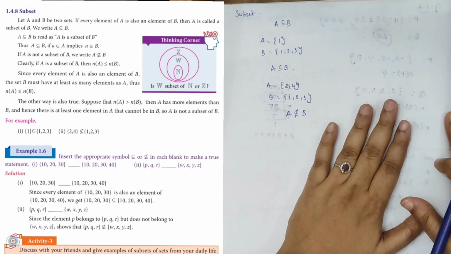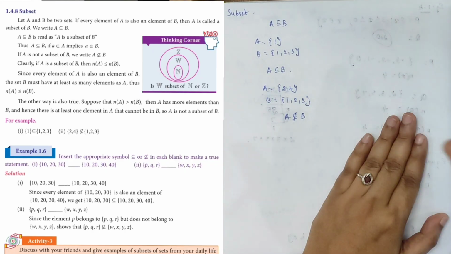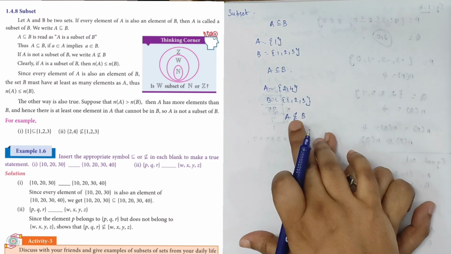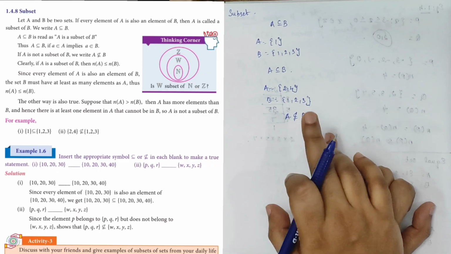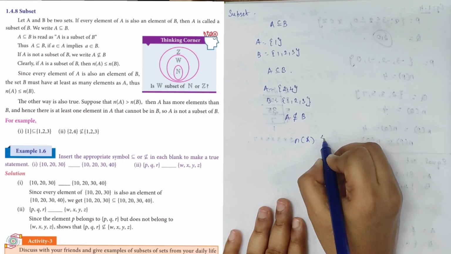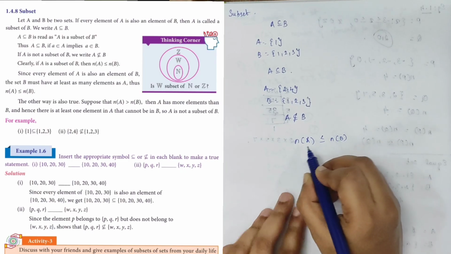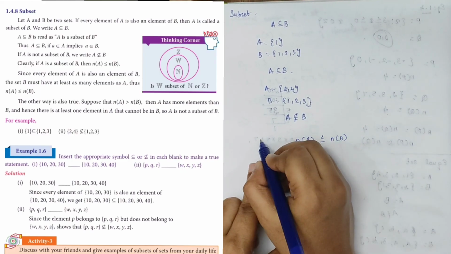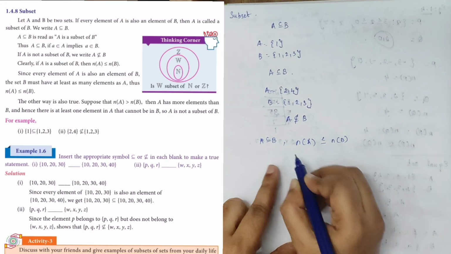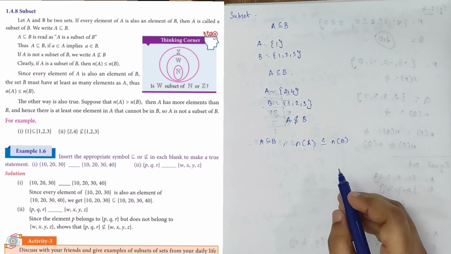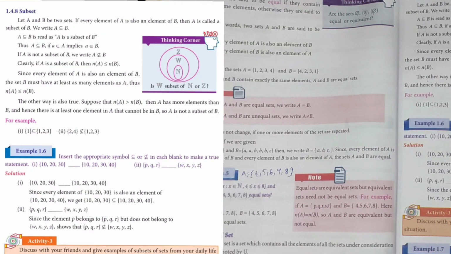So if A is a subset of B, every element of A must be in B. If even one element in A is not in B, A is not a subset of B. If A is a subset of B, then n(A) is less than or equal to n(B). That is, the number of elements in set A is less than or equal to the number of elements in set B. Understood?